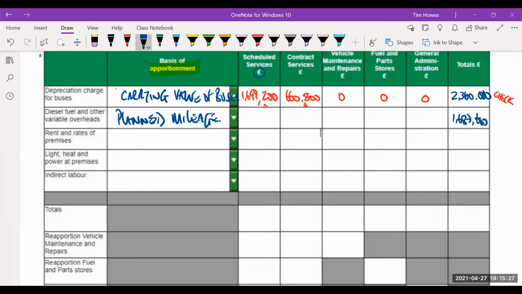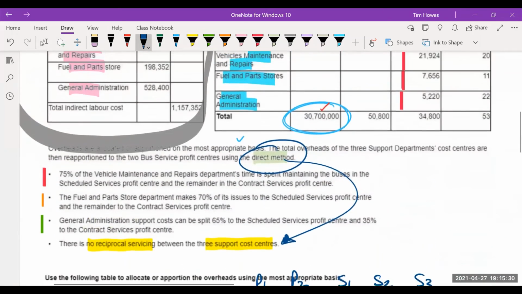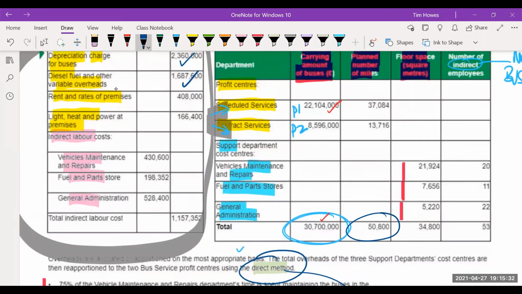It's now a case of doing very similar computations, but we've now got a total planned mileage of 50,800 miles. And then, of course, 37,084 of them are P1, the scheduled services. 13,716 of them are, of course, then for the contract services. So, yep, you do the computations. I'm not going to write them all down because, of course, that will take ages. By the way, this figure is 73%. So rather unimaginative, but anyway.